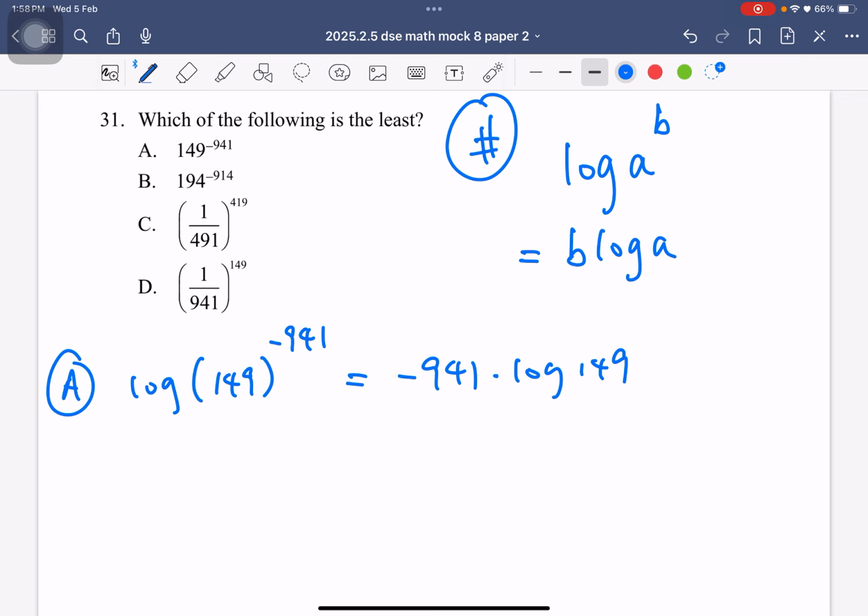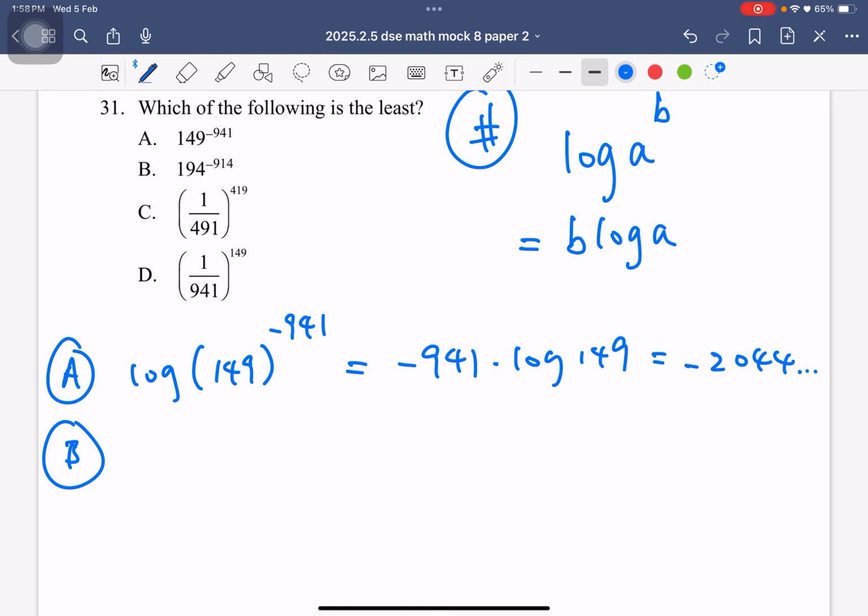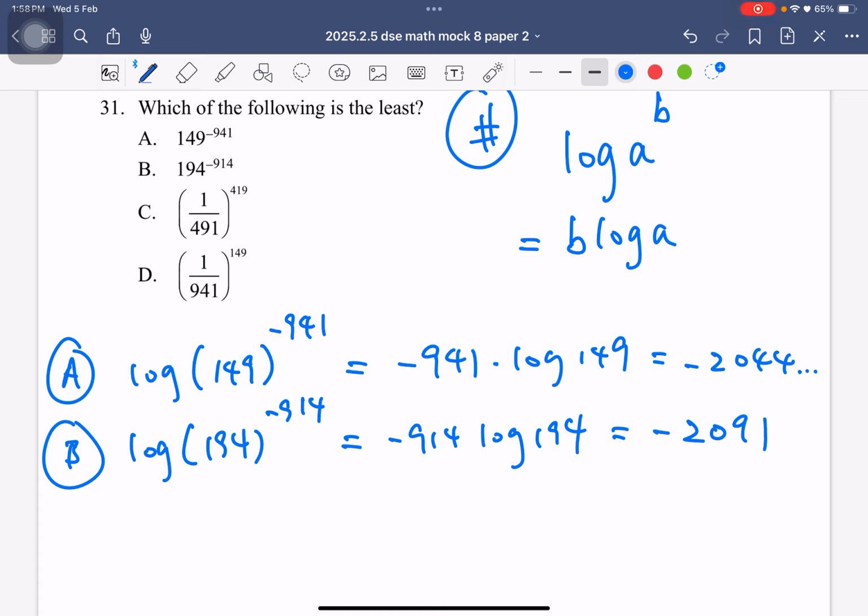Use the calculator. This is giving you negative 2044. And then for part B, you calculate the log of 194 to the power 914. This is giving you negative 2091. No need that many decimal places.